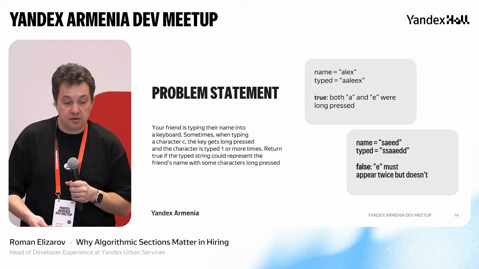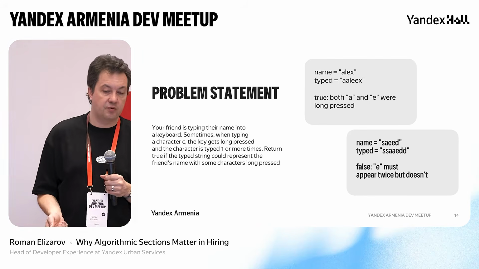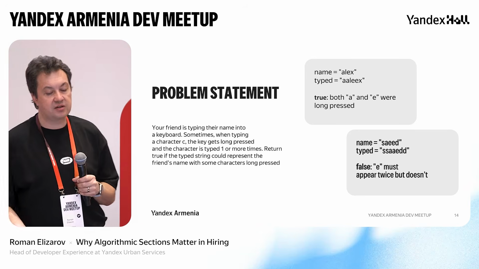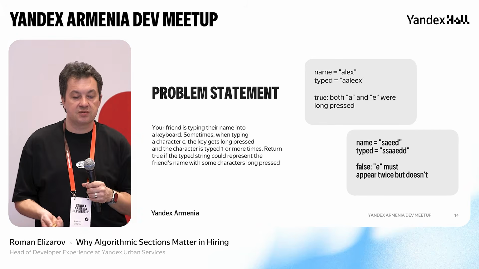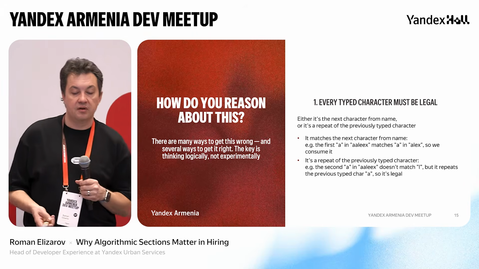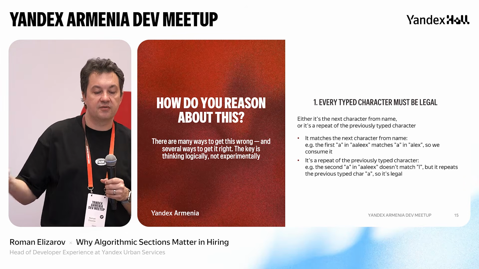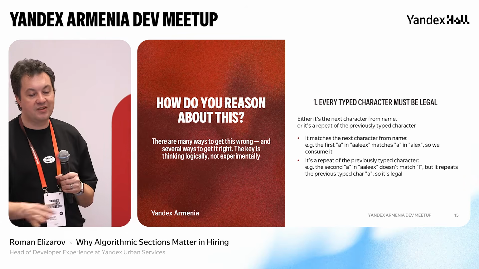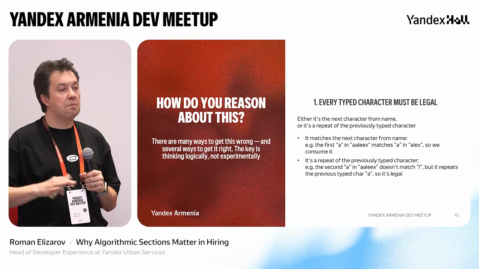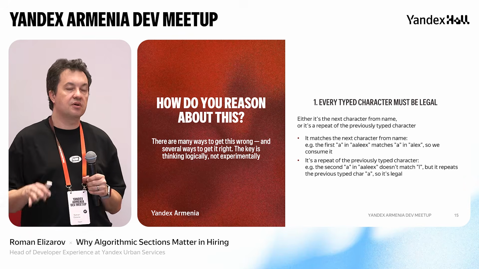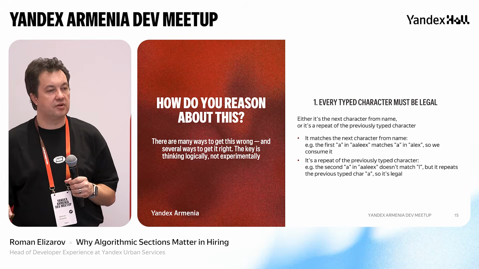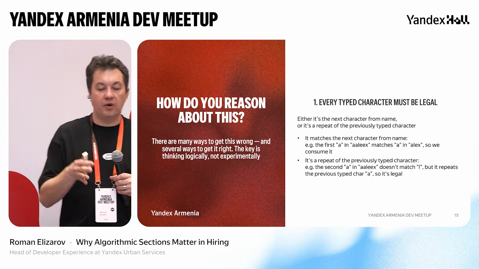So how do we then reason about this problem? The next step is starting to reason. And the key to reasoning is trying to define some invariants that must hold, or some properties that are true about the code. In this case, there are many ways to get this problem wrong, and a few ways to write a correct solution. And one of them is this.